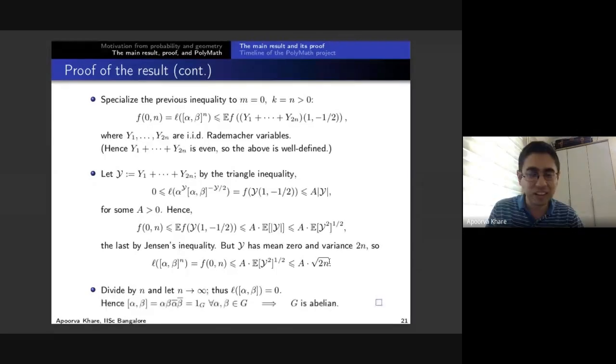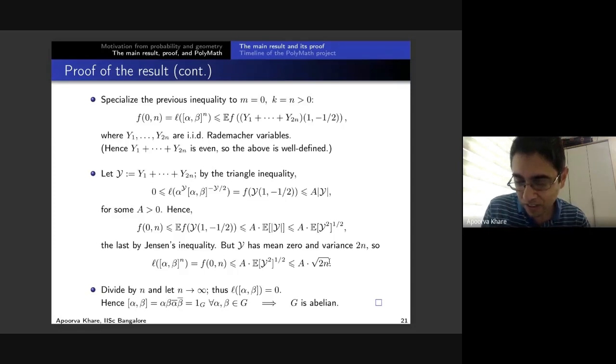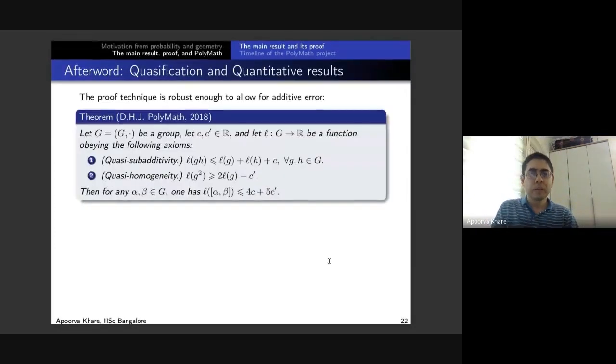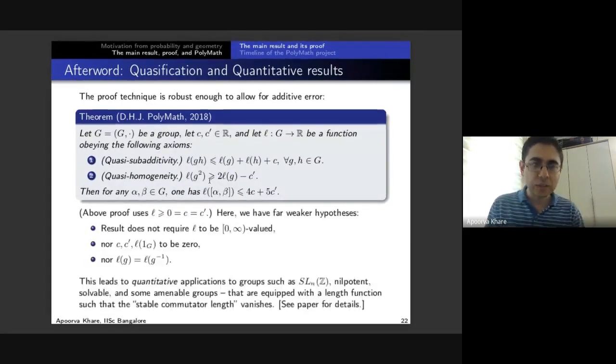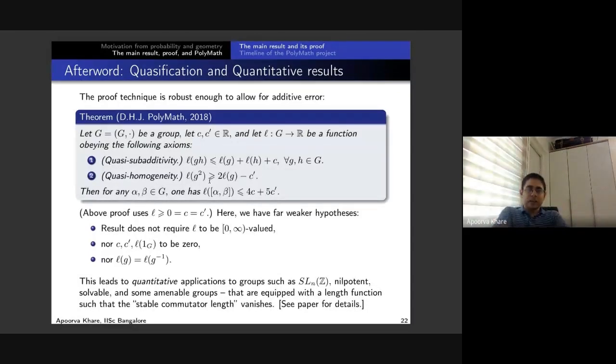And therefore, finally, that is the end of the proof. That proves that every group with a norm has to be abelian. Okay, and now the point is, one can then do some kind of additivity errors and so on. But I just want to show you this slide.